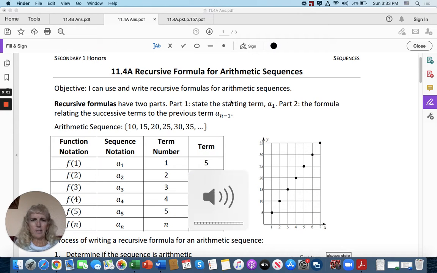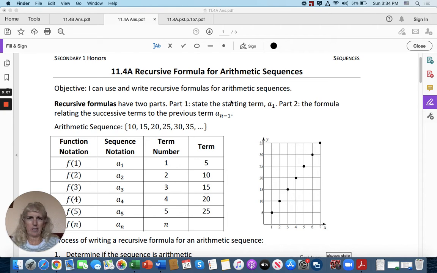Hello students, today we will be going over 11.4a, recursive formula for arithmetic sequences. And your objective is: I can use and write recursive formulas for arithmetic sequences.